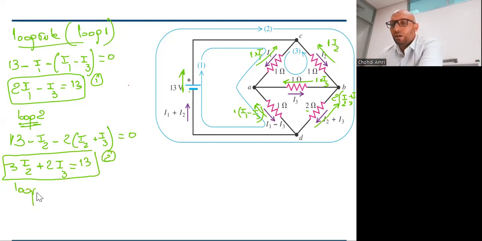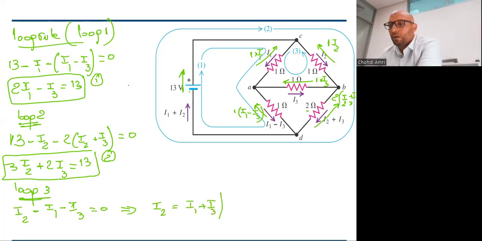Loop 3. What is loop 3? It's here. So the positive direction is now counterclockwise. So we can write I2 minus I1 minus I3 equals 0. So we can write I2 equals I1 plus I3. So now we have 3 equations and 3 unknowns.